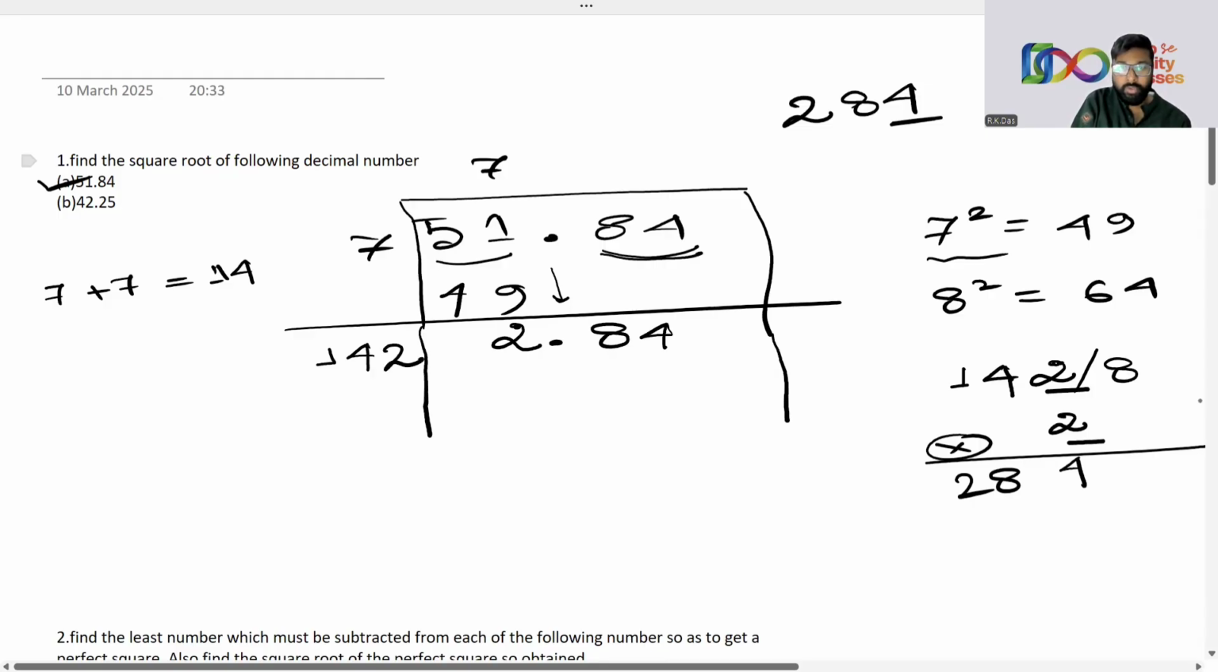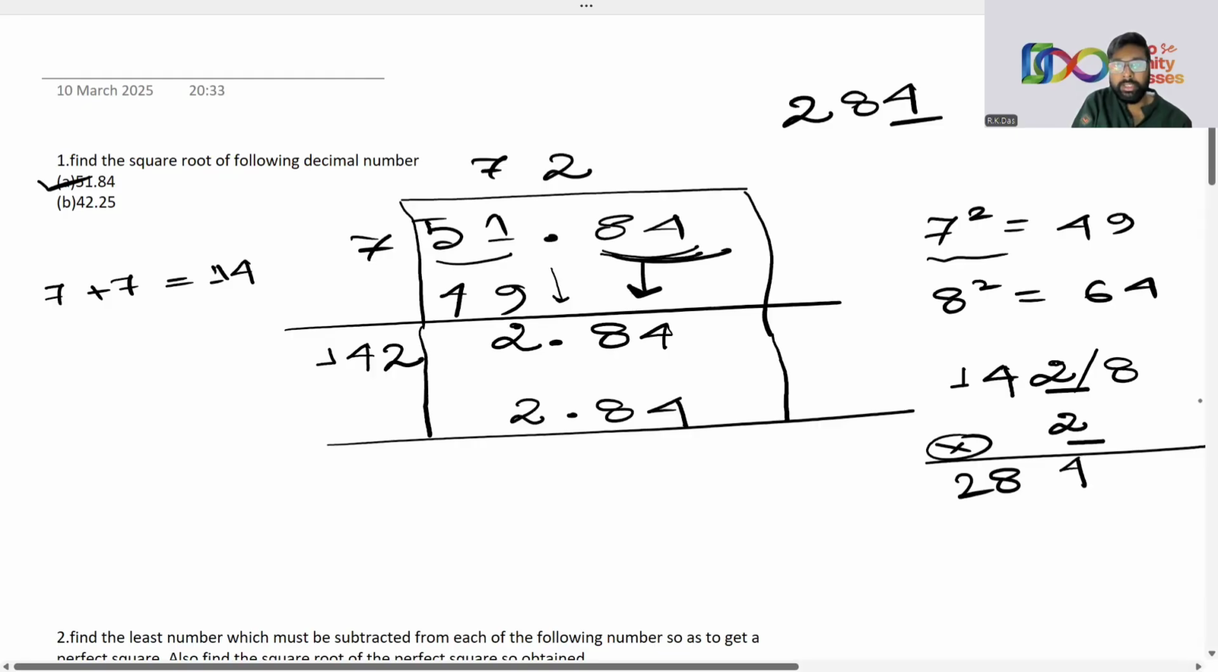So here I am writing 2, and this is 84. And since I have taken 84 here, for that reason we have to give a decimal here also. So that means the square root of 51.84 is nothing but 7.2.